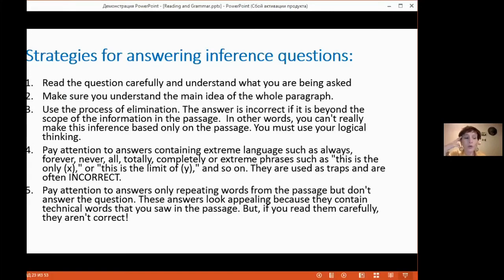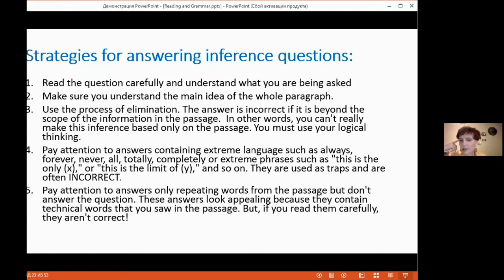Of course, process of elimination, because if the answer is incorrect, it goes outside of the information, outside of the passage, and tries to get some information which is not in the passage. You need, of course, to use logical thinking. You need to pay attention to answers containing extreme language, like forever, never, totally, completely, because very usually they are used as traps, as distractors.